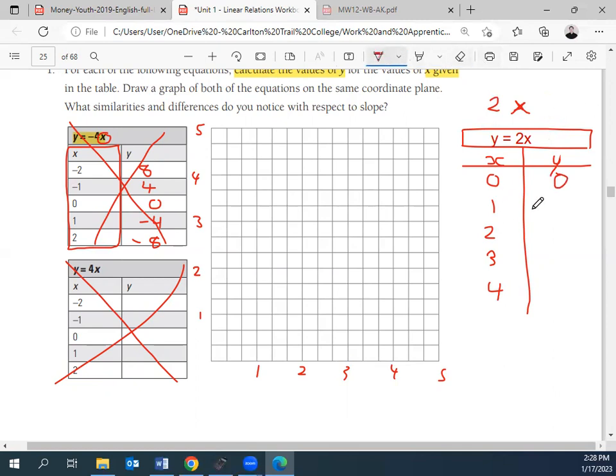And same thing over here. So what would I get when x is 1? What would my y be? 2. And then when my x is 2, this is just 2 times 2, so it's 4. When my x is 3, it is 2 times 3, so 6, and then it goes to 8, and so on and so forth.